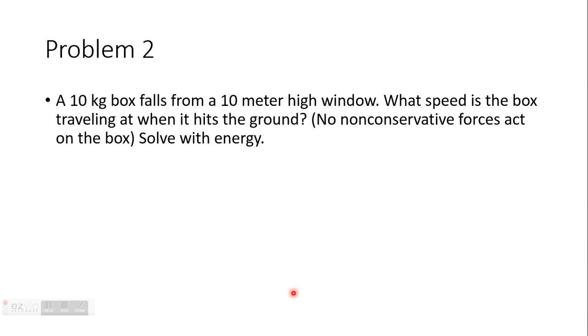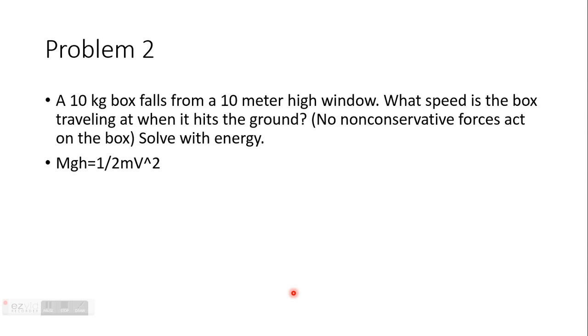Next problem. A 10 kilogram box falls from a 10 meter high window. What speed is the box traveling at when it hits the ground? No non-conservative forces act on the box. Solve with energy. Before, we'd solve this with kinematics, and we'd say 10 meters is the displacement, the acceleration due to gravity is 9.80, the initial velocity is 0, and the final velocity is what we want to find. But now we have a lot shorter way.